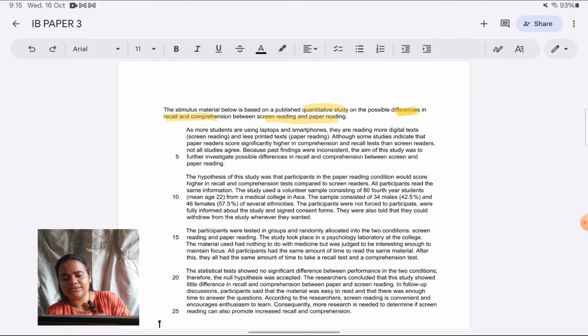The hypothesis of the study is that participants in the paper reading condition would score higher in recall and comprehension tests compared to screen readers. In the beginning, I noted that this is an experiment. I don't know if it's a true experiment or a field experiment, but I just noted there is an experiment and there's manipulation of the IV. That is helping me when I'm reading to pick out the important features which are given here, because I know what the method is.